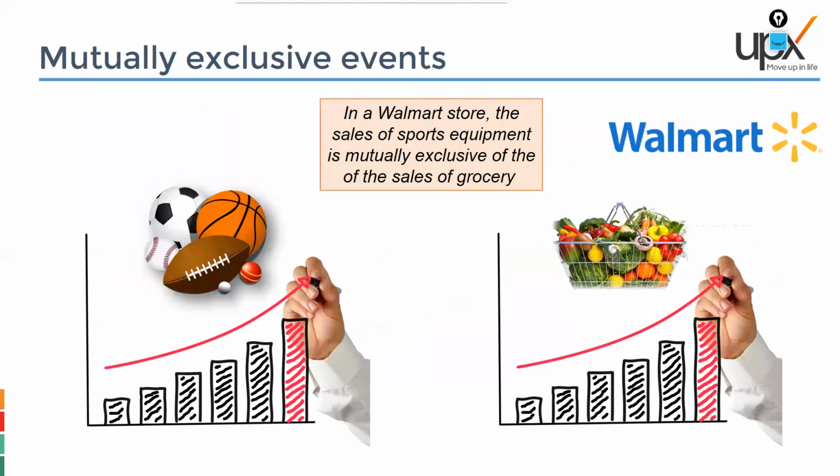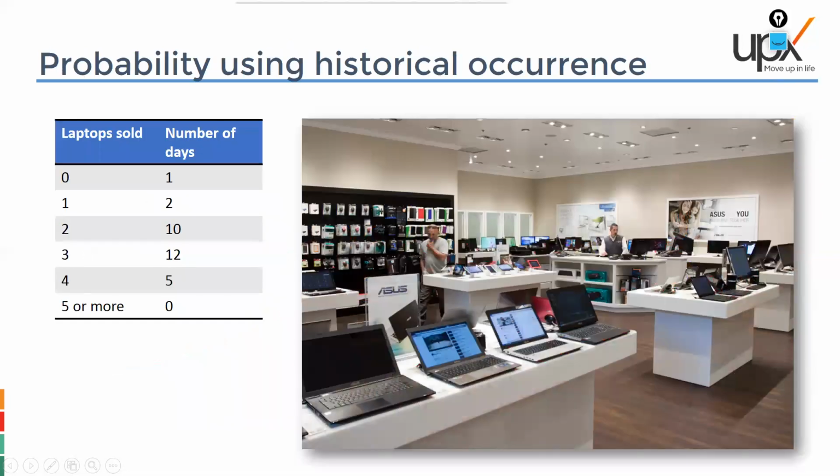Now we look at another interesting terminology called mutually exclusive events. In a Walmart store, the sales of sports equipment are mutually exclusive of the sales of grocery. Is that true? So what's the difference between independent events and mutually exclusive events? With mutually exclusive events, there is no relation. In independent events, you are still both going to the movie, and there is still some relation, as one person is your friend. You're just taking the decision independently. Here, there is no relation whatsoever. The sales of sports equipment are mutually exclusive of the sales of grocery. So that is called a mutually exclusive event.